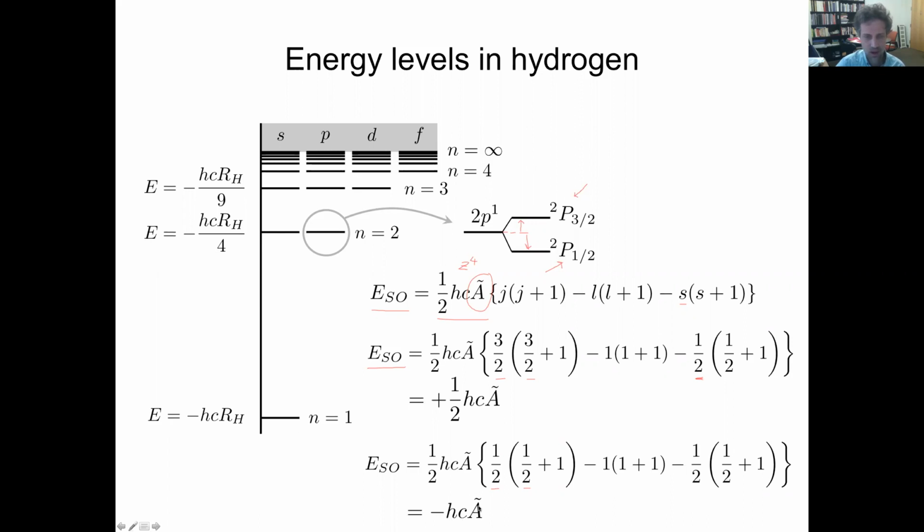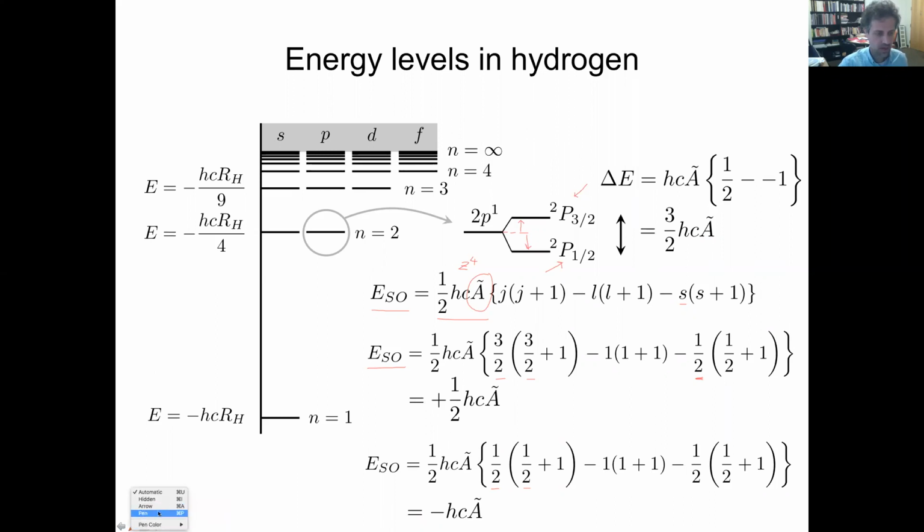And what I can do now is to determine the difference between these two energies. So let's do that. The energy difference is going to be half times h times c times A, and then minus the negative one times hcA right here. So that is delta E. That's the difference between these two states, and that is going to be 3/2 times h times c times A. That's what I'm finding.